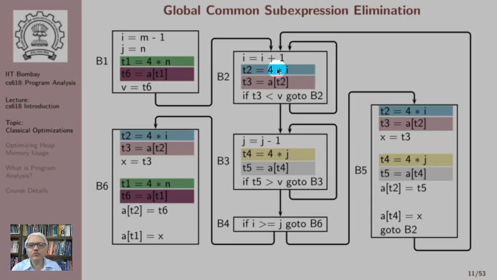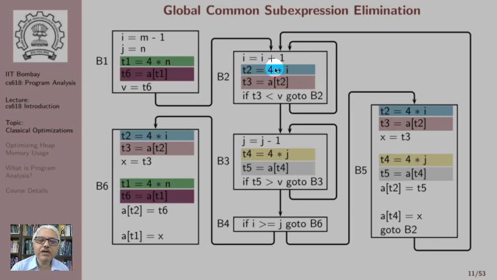For this, we have to guarantee that every path from this computation of 4 star I to this computation of 4 star I does not modify the value of I. Meaning, consider any path from this instance to this instance, and we need to guarantee that no such path modifies the value of I. It turns out that we have a path like this that goes via B2, B3, B4 and then to B5 that does not modify the value of I.